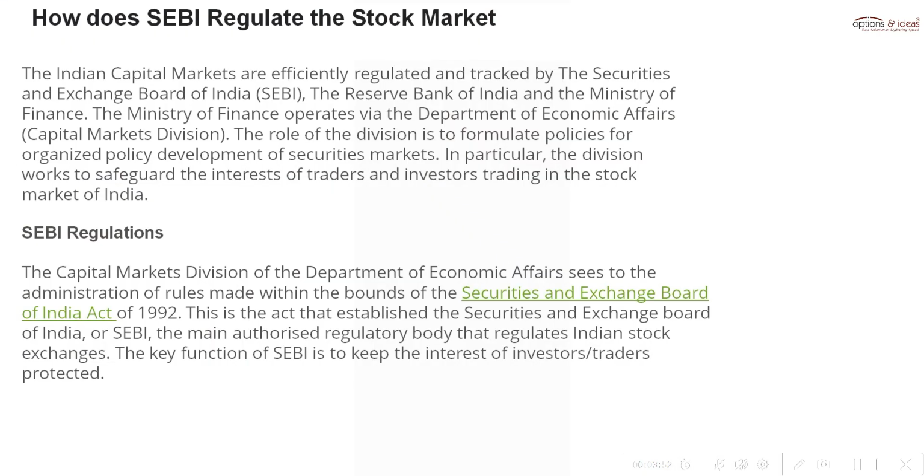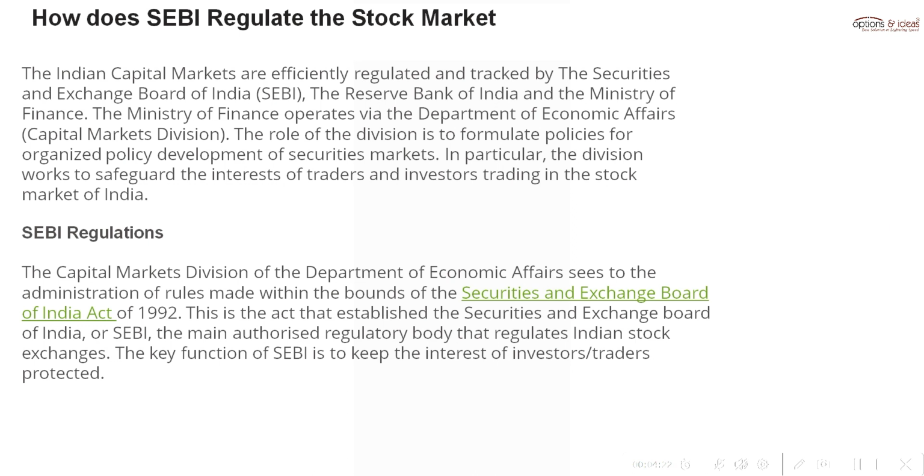How does SEBI regulate the stock market? The Indian capital markets are efficiently regulated and tracked by the Securities and Exchange Board of India, SEBI, the Reserve Bank of India, and the Ministry of Finance. The Ministry of Finance operates via the Department of Economic Affairs, Capital Markets Division. The role of the division is to formulate policies for organized policy development of securities markets. In particular, the division works to safeguard the interests of traders and investors trading in the stock market of India.